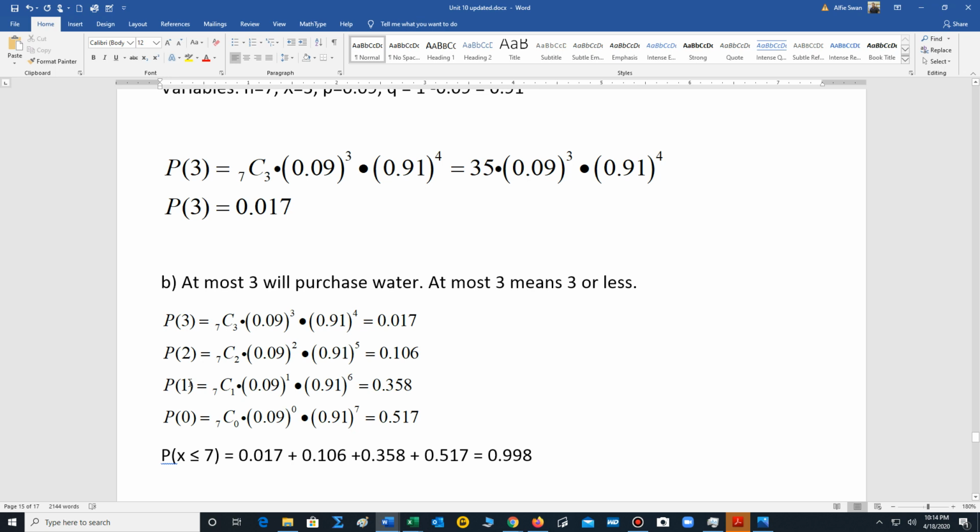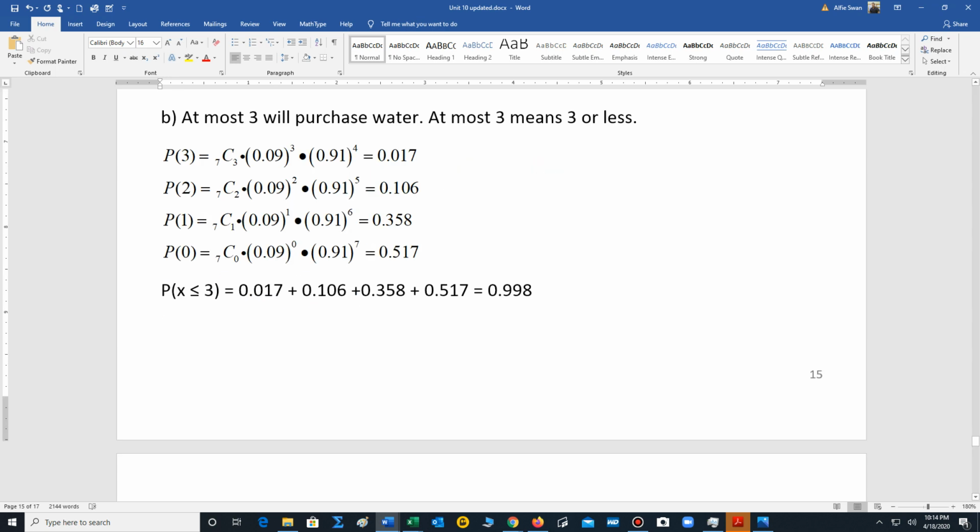For 1, we want one person to buy the water: 0.09 to the 1 times 0.91 to the 6, 0.358. And finally we want no one to purchase the water. That's going to give us 0.517. We add each of these probabilities together. That's our answer. So the probability that at most 3 will purchase water is 0.998. Right. So at most 3, so 3 or less.